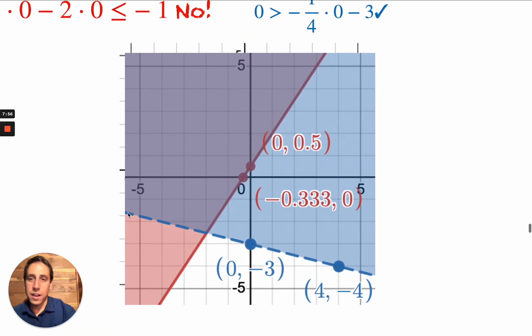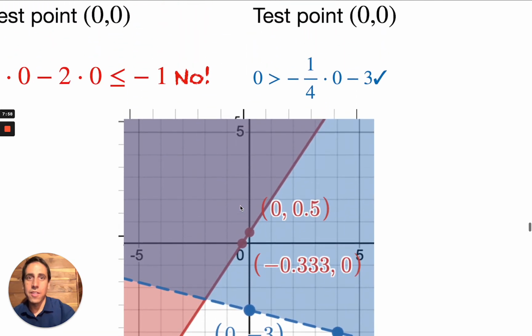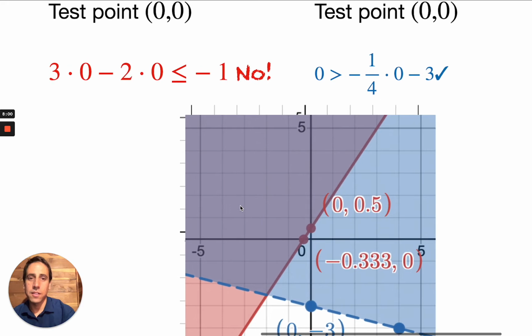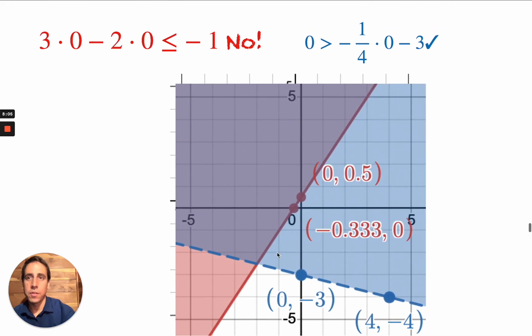Okay, so we've got a dotted line, we've got a solid line, and then we've got to figure out where to shade. Notice 0, 0 is not on either of these lines, so I can plug 0, 0 into both inequalities. When I plug it into the red inequality, we get 3 times 0 minus 2 times 0 is 0, is less than or equal to -1. Is 0 less than or equal to -1? No, it's not. So don't shade 0, 0 when it comes to red. You see, over here, 0, 0 is not shaded in red.